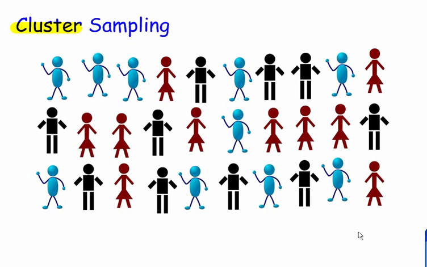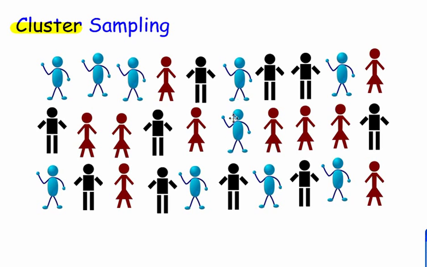I have my same population, and with stratified sampling, we grouped our people by color. We had all of our blue people, then our black people, then our red people, and we looked at them, and that was stratified. But with cluster sampling, we group them in a different way. It's a natural grouping, and each one of the groups is called a cluster.